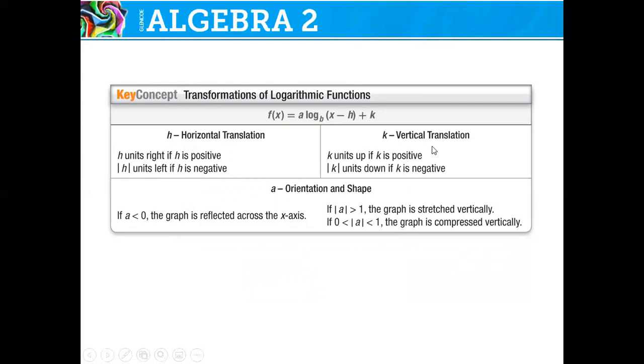k has to do with the vertical translation. If k is positive, I go k units up. If k is negative, I go k units down. And a: if a is negative, then I have a reflection across the x-axis. If the absolute value of a is greater than 1, then the graph is stretched vertically. If the absolute value of a is between 0 and 1, then the graph is compressed vertically.